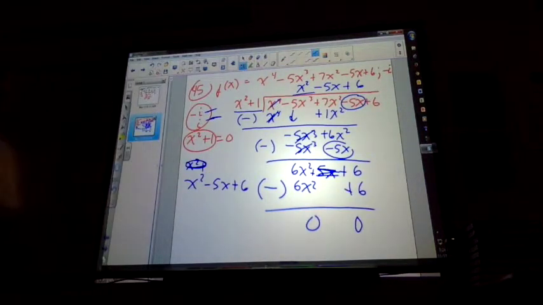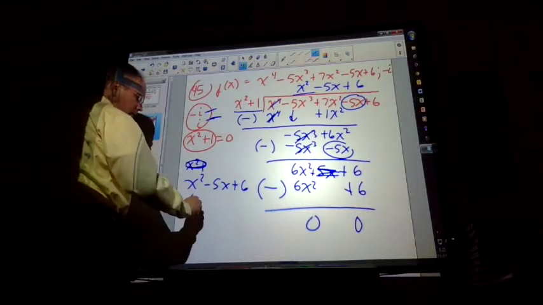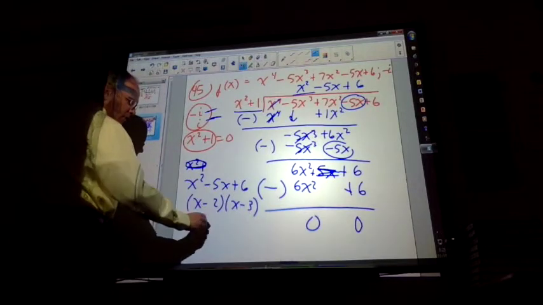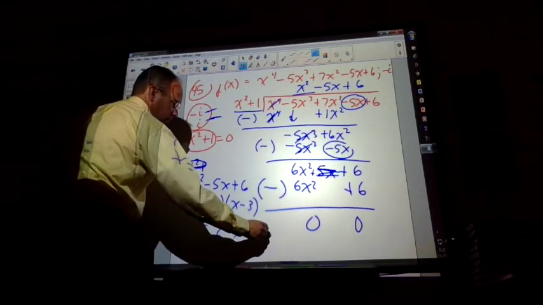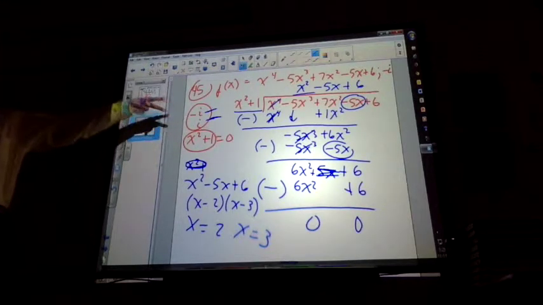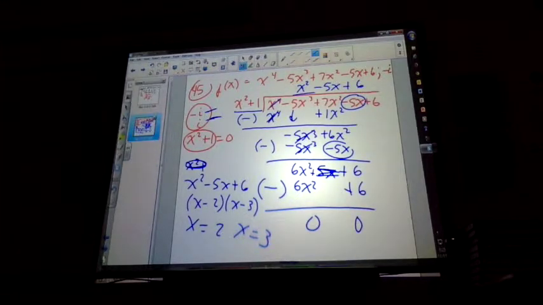Quadratic formula would work, complete the square would work, and then I think I could go, what two numbers multiply to give me positive 6, add together to give me negative 5? Negative 2, negative 3. So that gives me x equals 2 and x equals 3 as my other two solutions. So my first two solutions are complex solutions, negative i and positive i, and then my other two solutions are positive 2 and positive 3.